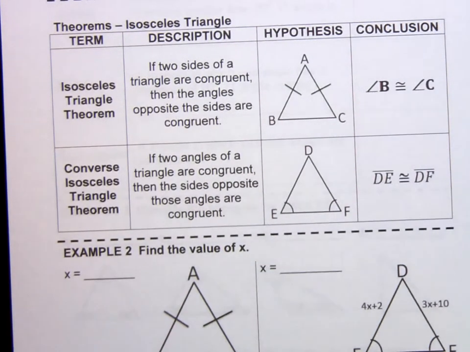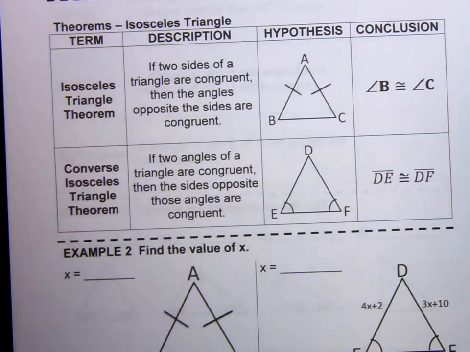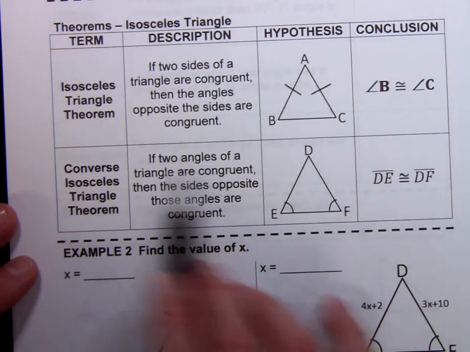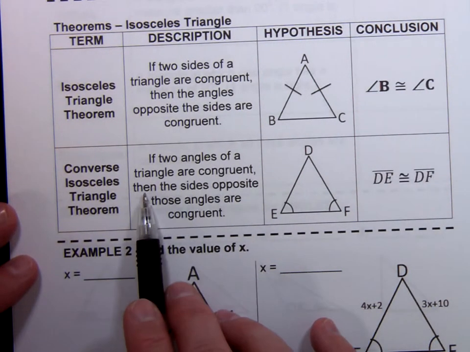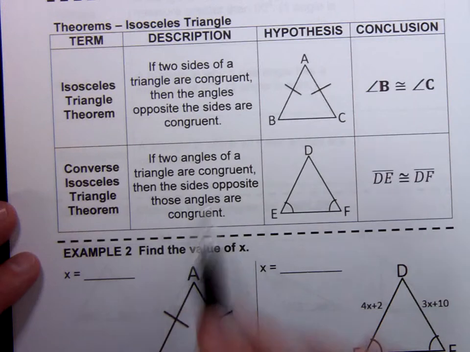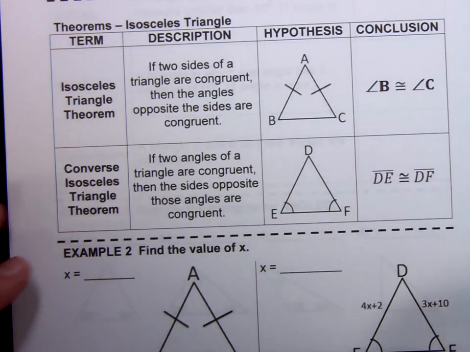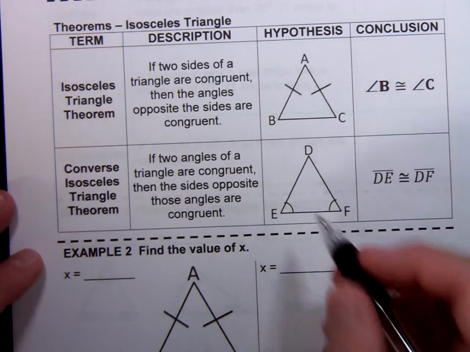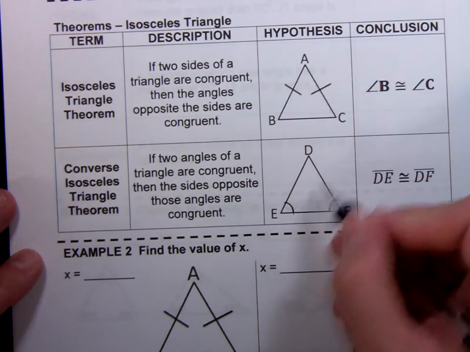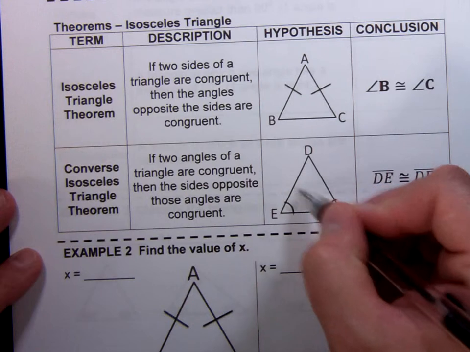And then we have the converse of the isosceles triangle theorem. Remember, converse just means you switch P and Q. Okay, you switch the hypothesis and conclusion. So we're still dealing with an isosceles triangle, but this time it's that if two angles are congruent, then the two sides are going to be congruent. So that's how it becomes an isosceles triangle. So if these two angles of a triangle are congruent, then the sides opposite those angles are congruent.